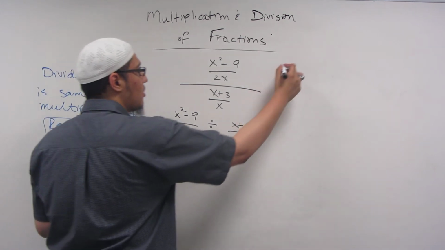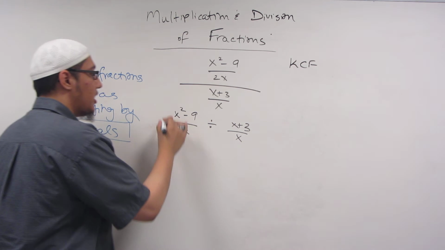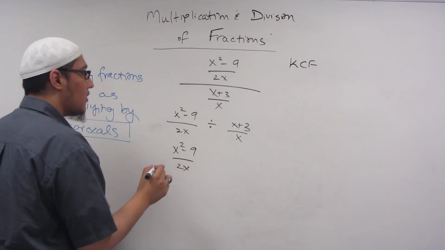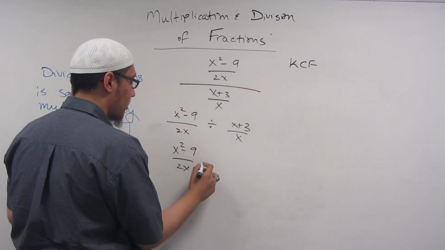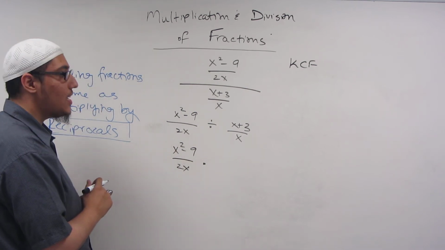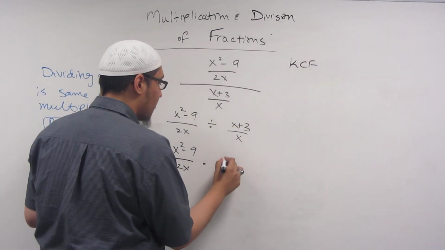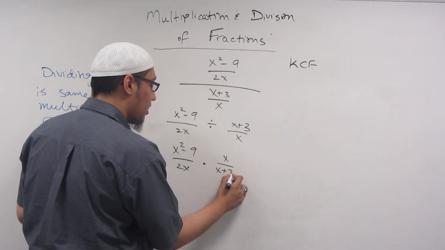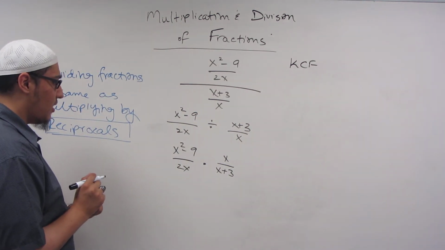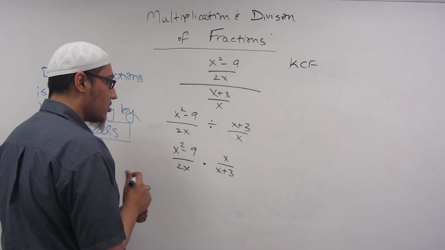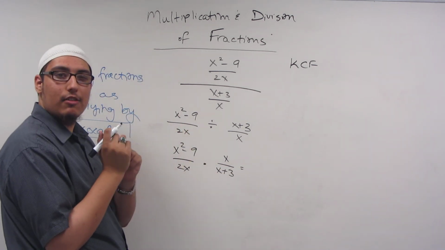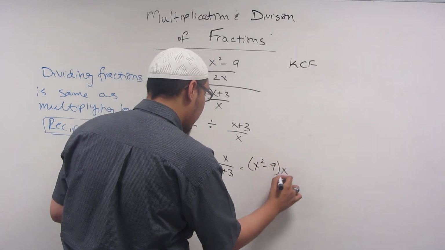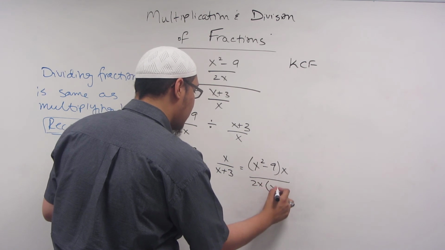All right. Now, what we said before, we said KCF. Keep the first term the same. All right, so I'm just going to keep the first term the same and just rewrite it. Change the sign, from division to multiplication, and then flip the last term. Okay, so in other words, take the reciprocal of it. So x goes on top, x plus 3 comes on the bottom. All right. Now, what I will do is I will multiply straight across, but I'll actually keep it in factored form, and I'll show you why. So you'll see why. x squared minus 9 times x divided by 2x times x plus 3.